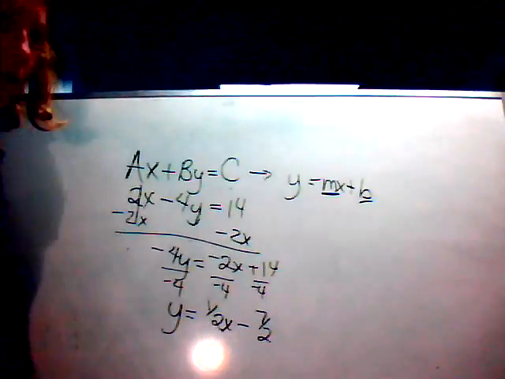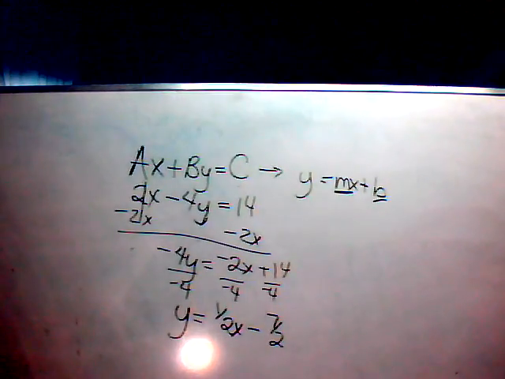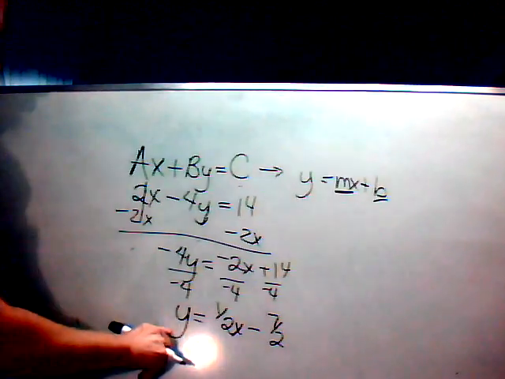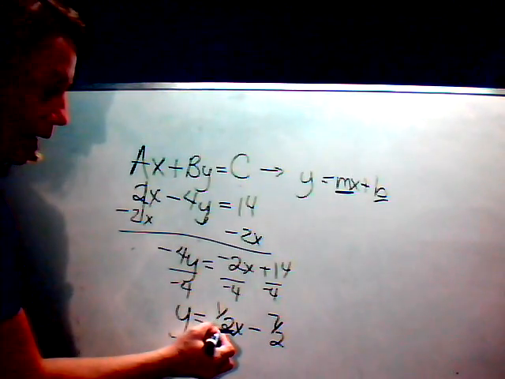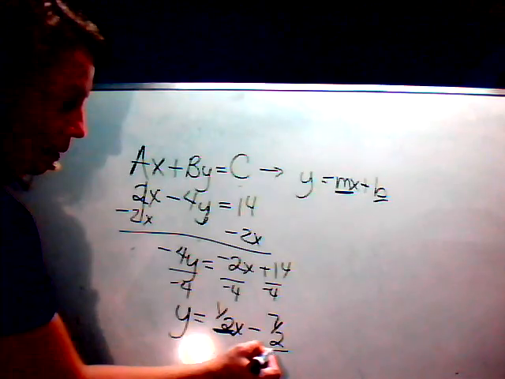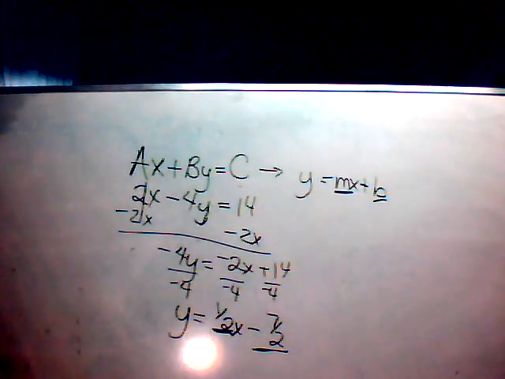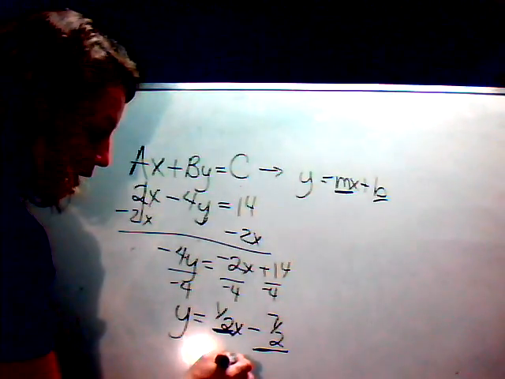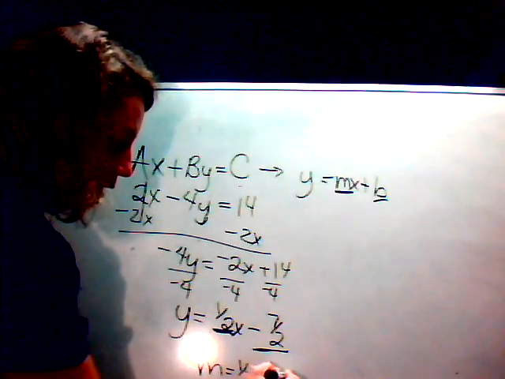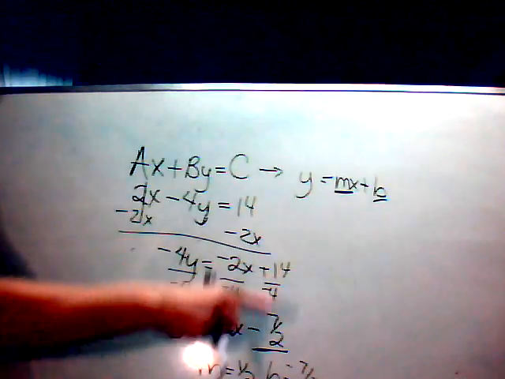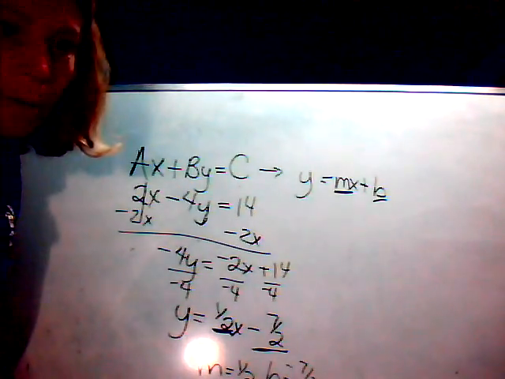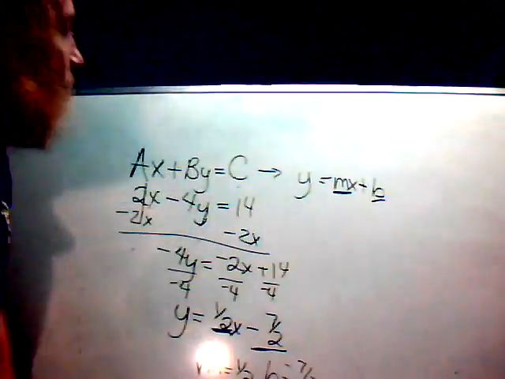I'm going to slide it just a little closer so you guys can see it. Now it's in y-intercept form, y equals mx plus b. So my slope, or my m, is 1/2, and my b, or my intercept, is negative 7/2. And that's how you go from standard form to intercept form. Now let's do one more, or maybe two, or maybe three, but we'll at least do one more.